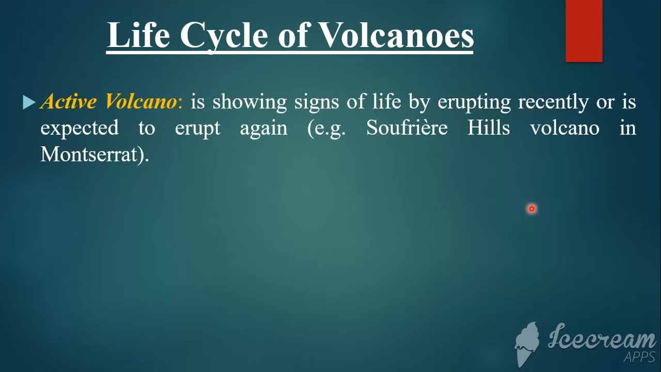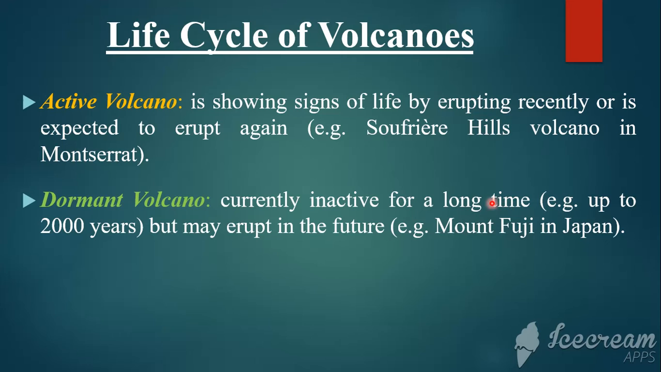Alright, next, the cycle of volcanoes. So we have three life cycles. We have active, meaning that the volcano is showing signs of life by erupting recently or is expected to erupt again. Next we have dormant. So in this case it's in between. So it shows that it's not really active, but it is expected to erupt sometime in the future. Right? So it's like a surprise thing happening. You don't know when, but it may erupt.